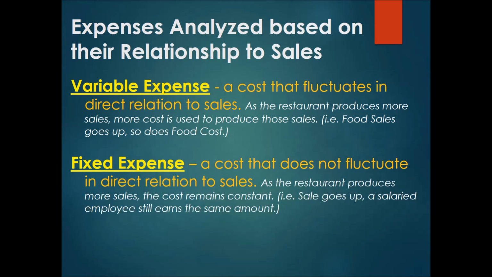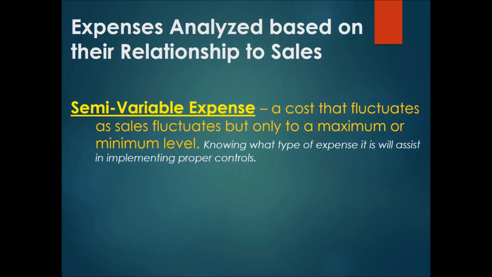Whereas fixed is a cost that does not fluctuate in direct relation to sales. These fit the criteria of non-controllable costs, same thing we talked about earlier. Rent and mortgage are an example. Doesn't matter if you do $100 in sales or $1 million in sales, your rent stays the same. It's fixed, right? A salaried employee, unless they're working on some kind of bonus program, once they get $1,000 a week, whether you do 10 customers or 500 customers, it's the same salary. It's a fixed cost.